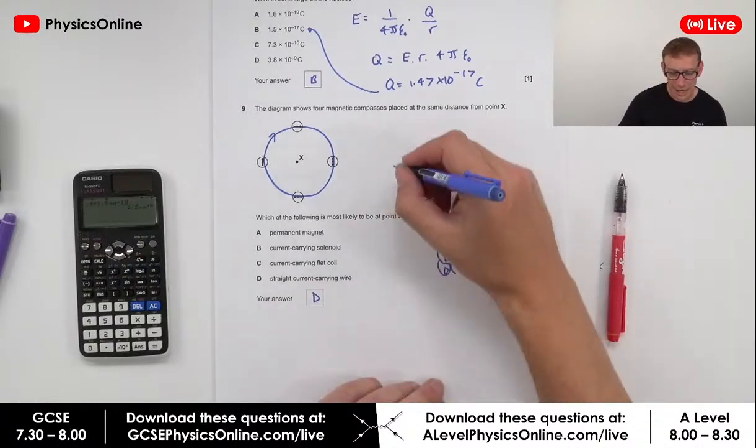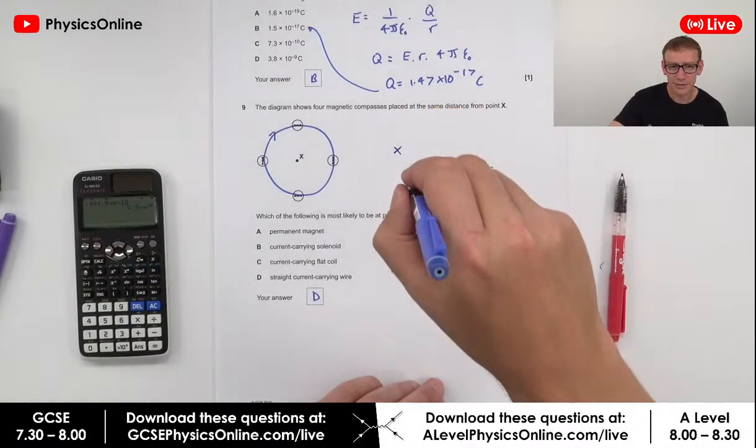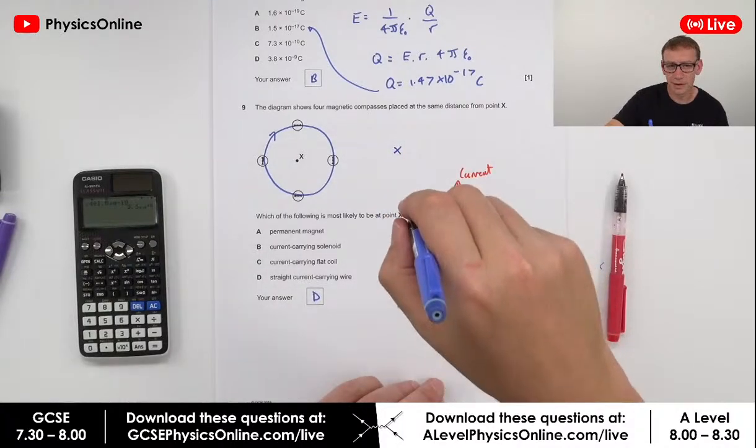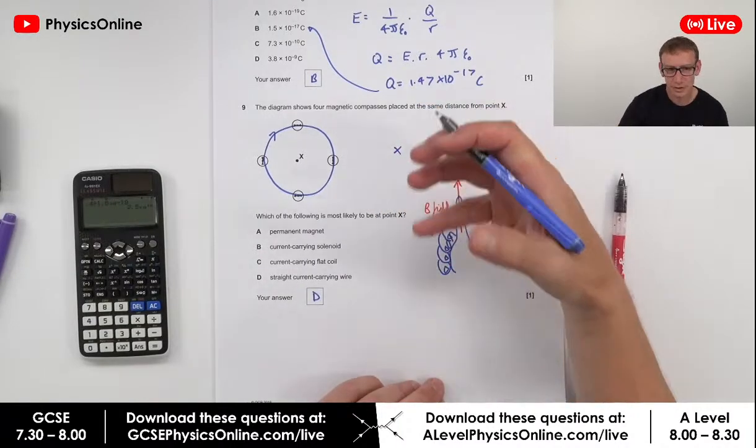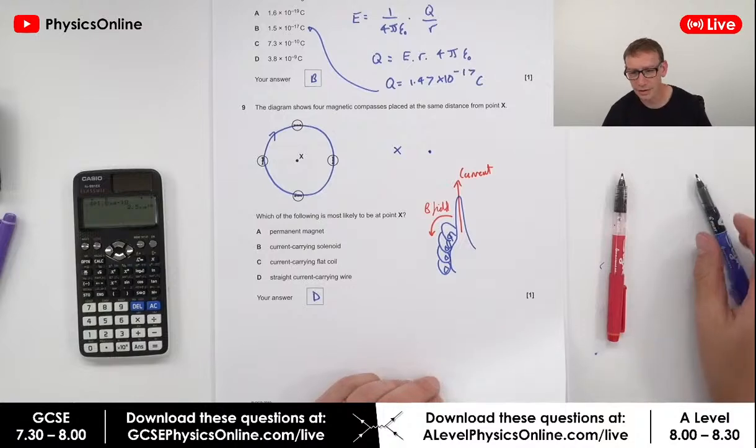There we go. And basically X is going into the paper. That's conventional current or even magnetic field going away from you. And a dot is it coming towards you. Okay.